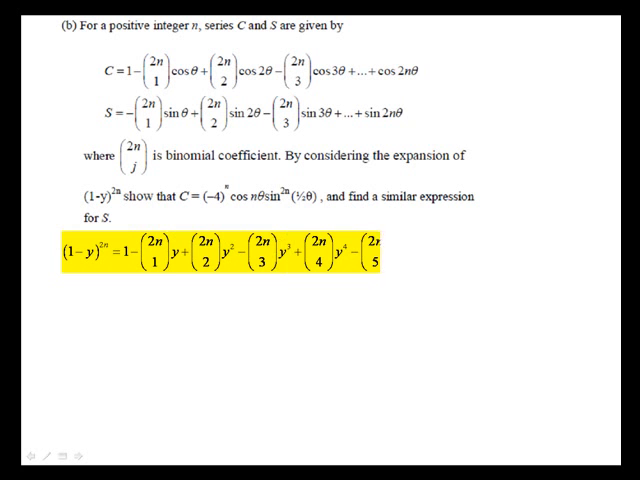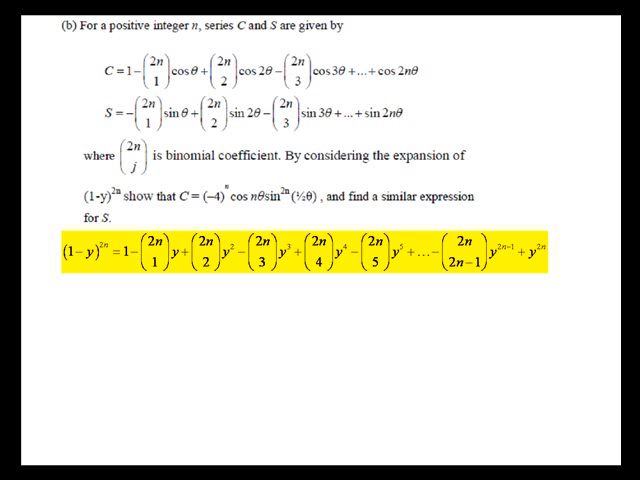The first thing I'm going to do is write down the binomial expansion of 1 minus y to the power of 2n. The reason we're doing the binomial expansion is, one, the question mentions the binomial coefficient, two, it also says consider that expansion. Now, we certainly have something that looks very similar to the expressions for c and s above. The only difference is the binomial expansion has powers of y in it.